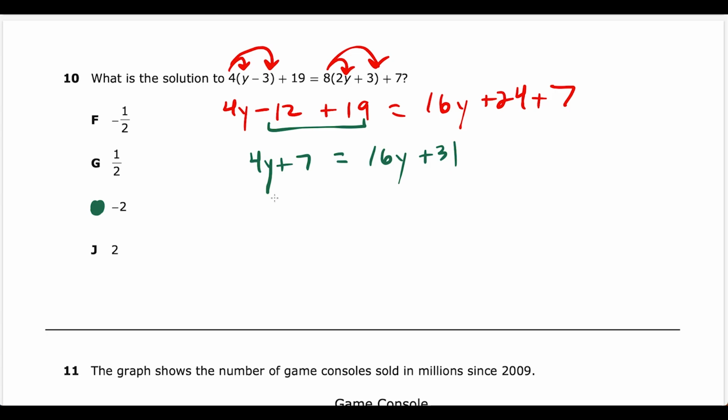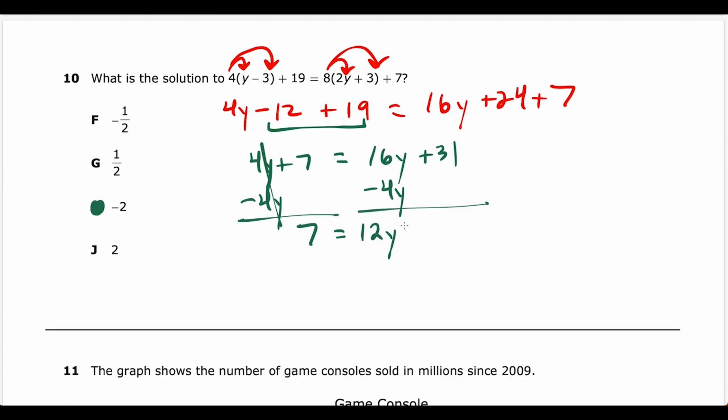So then here I would just combine like terms. So we're going to go -4y on both sides. And I always move over the term that's going to keep everything positive. Like you could do -16y, but I try to stick with positive numbers as much as I can. So this is going to cancel, and now we have 7 equals 16 minus 4 is 12.